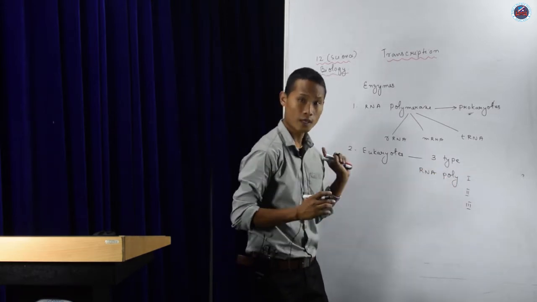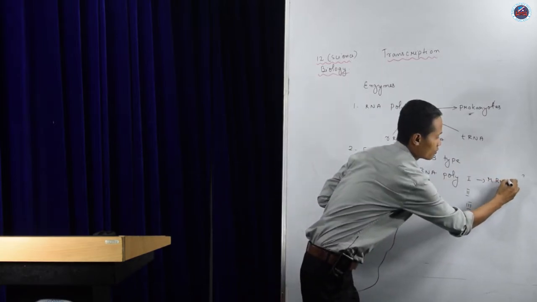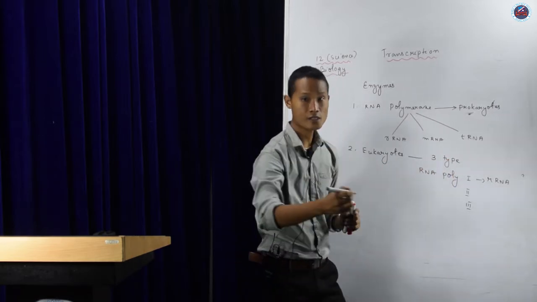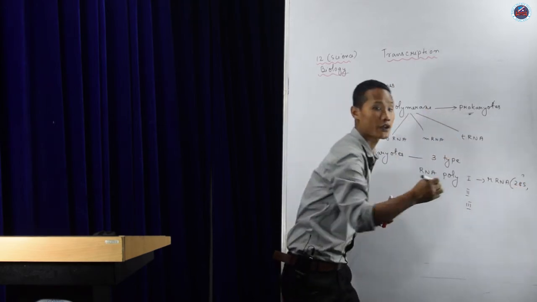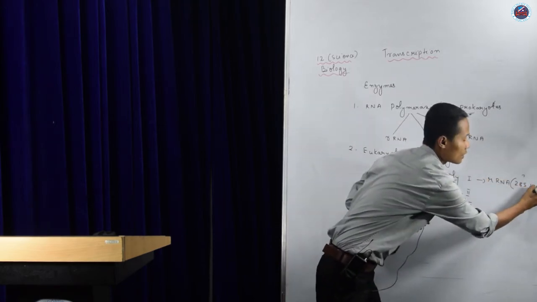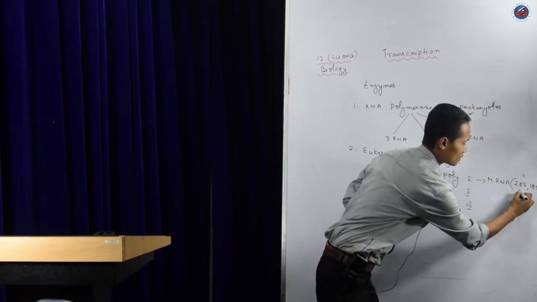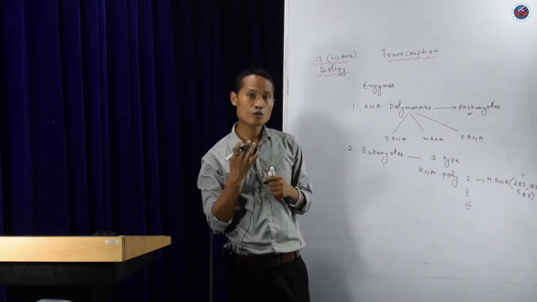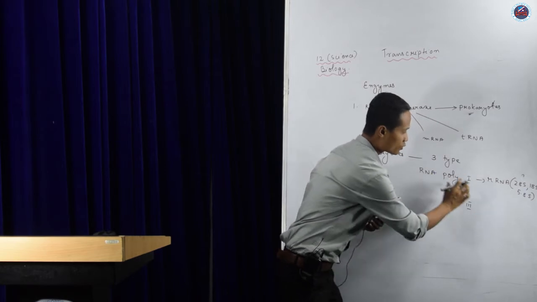RNA polymerase 1 will synthesize rRNA. In rRNA there are again subunits: 28S, 18S, and 5.8S. What is S? S means sedimentation coefficient.